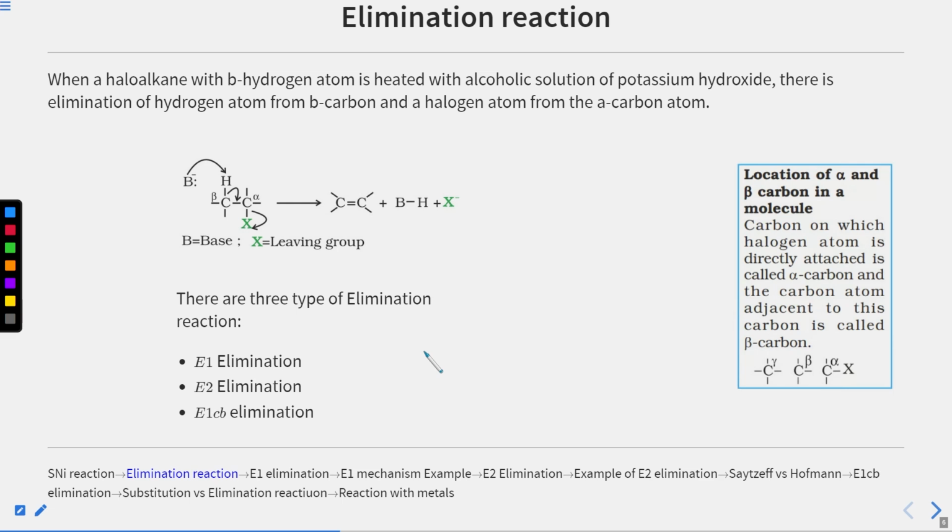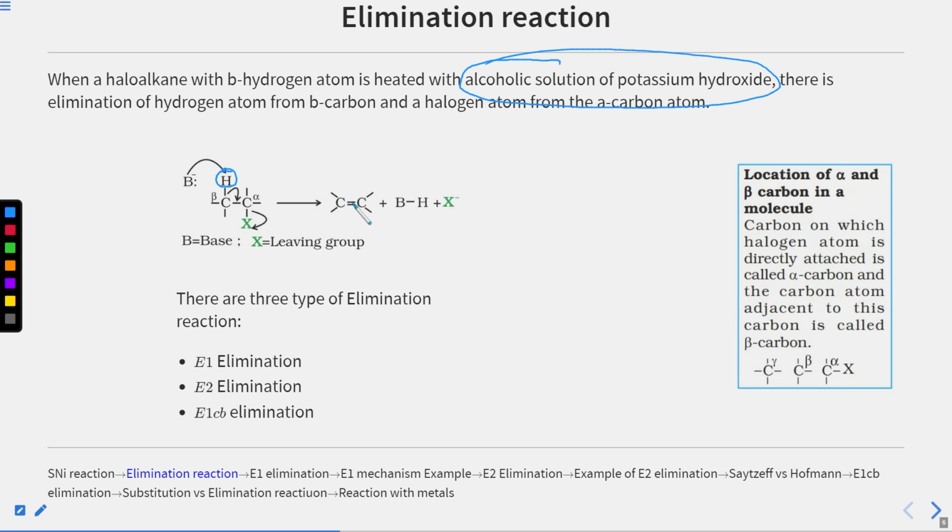Yesterday, I mentioned this elimination reaction. Basically, what happens here is that the beta hydrogen is heated with an alcoholic solution of, so I'm talking about this haloalkane. We are taking this case only because we are in this chapter. So we will take a halogen which has a beta hydrogen. I will tell you later what this beta hydrogen is and how we specify it, but just for now imagine that this is our beta hydrogen.